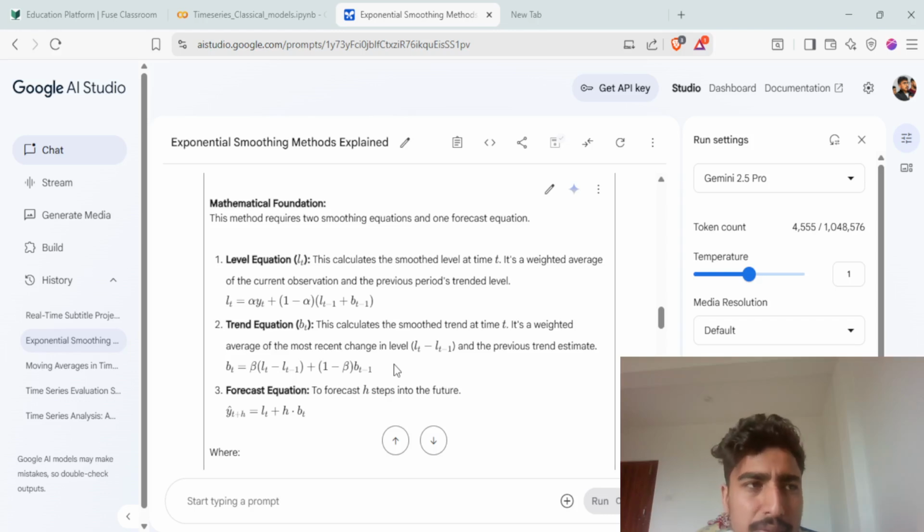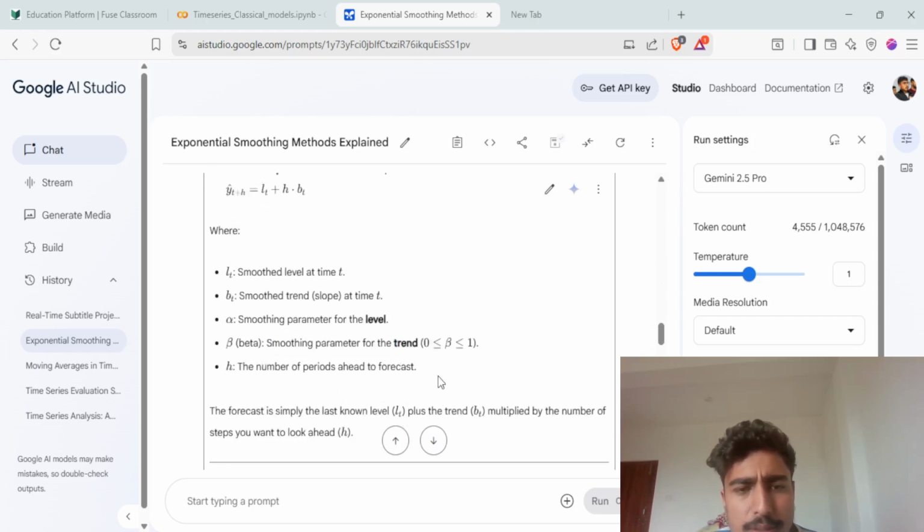Weighted average of recent changes means how we usually calculate a weighted average: multiply the individual observations with the weights and divide by the sum of the weights. That's what a moving weighted average is. And here we are calculating the weighted average of the differences between the recent changes. And beta is the smoothing parameter for the trend. As alpha works for the level, beta works for the trend equation.